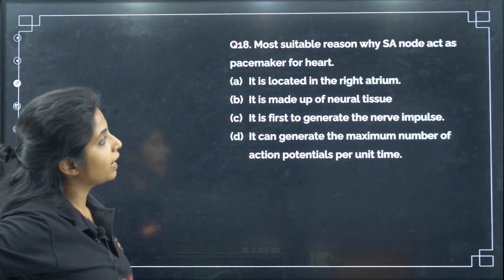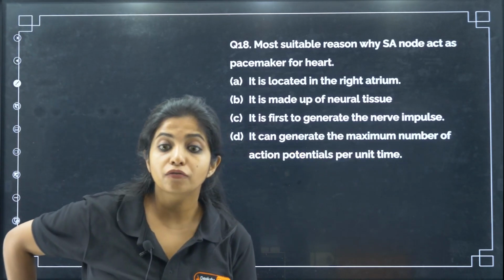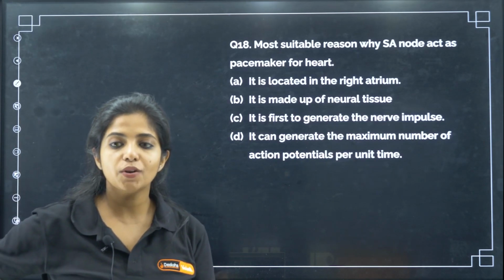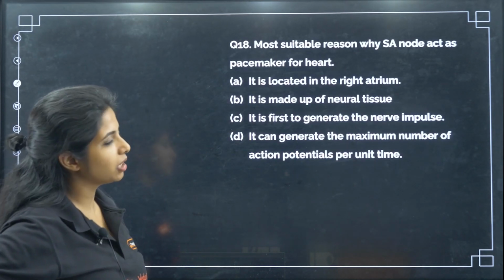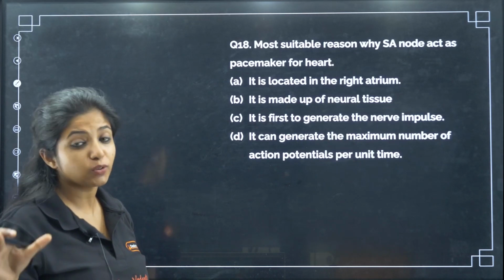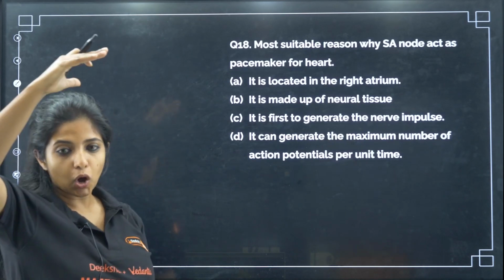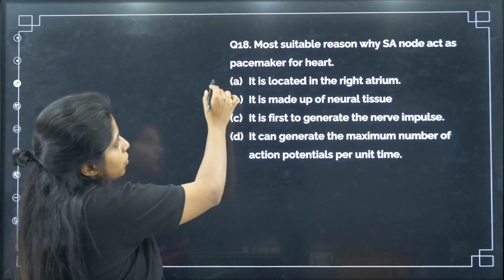Most suitable reason why SA node acts as pacemaker for heart. Why is the SA node going to act like a pacemaker for the heart? It is located in the right atrium. Is it because of that? First of all, it is not located in the right atrium. Towards the top of the right atrium, it is there. So this is not a reason.